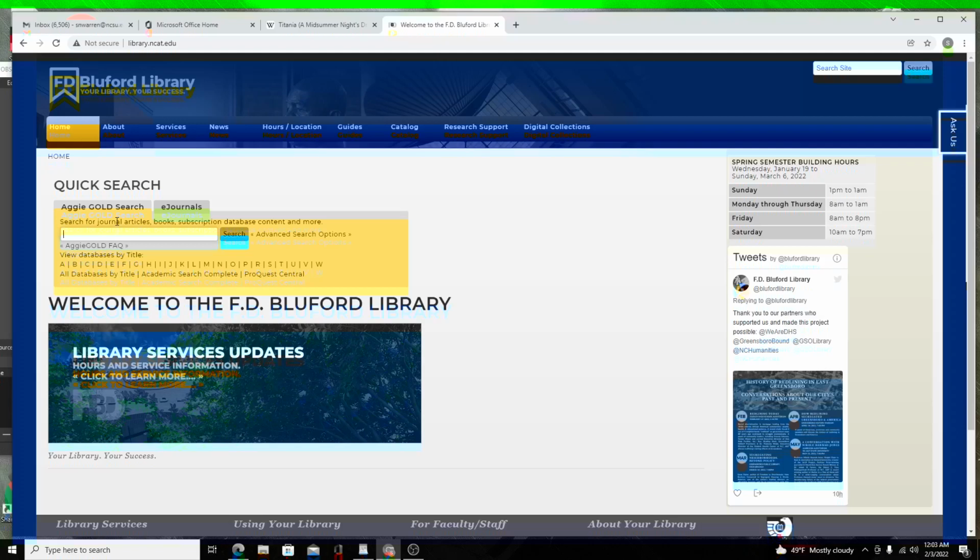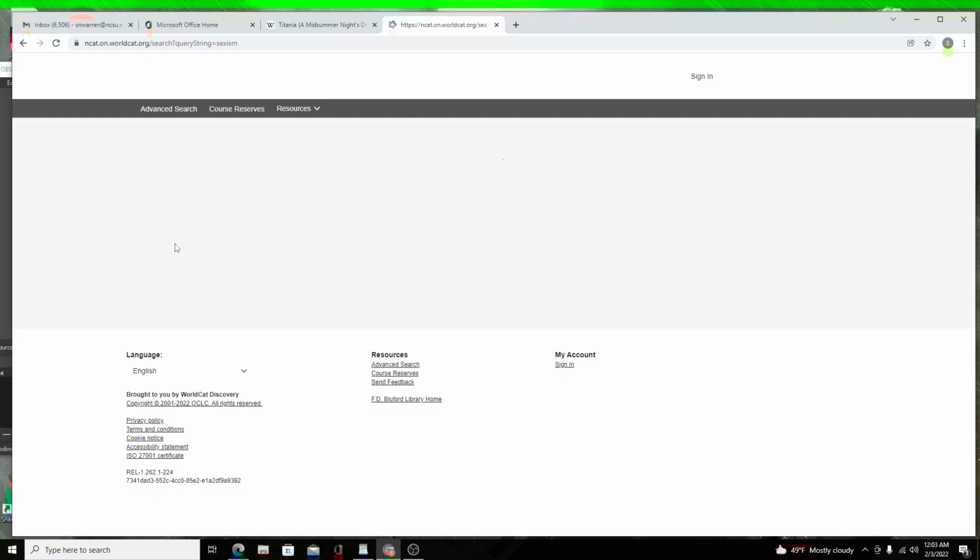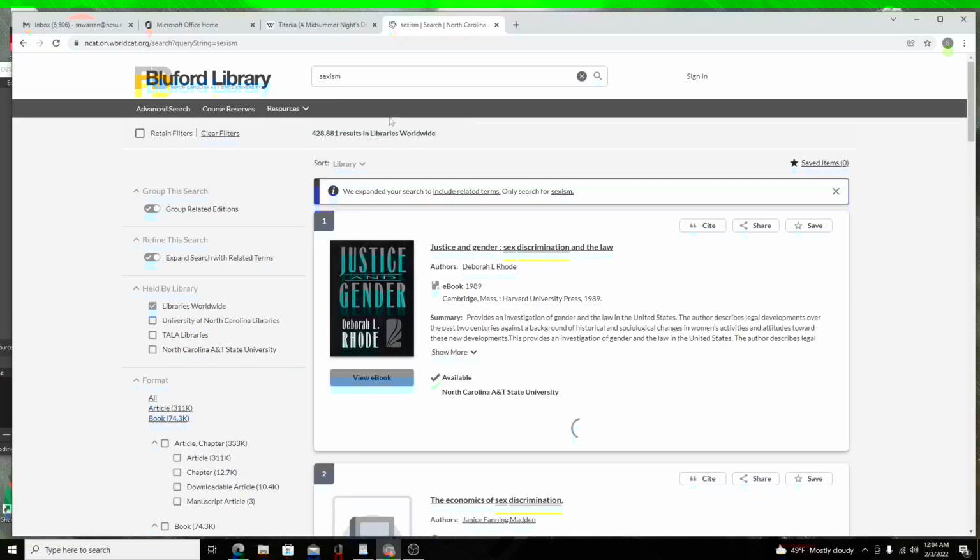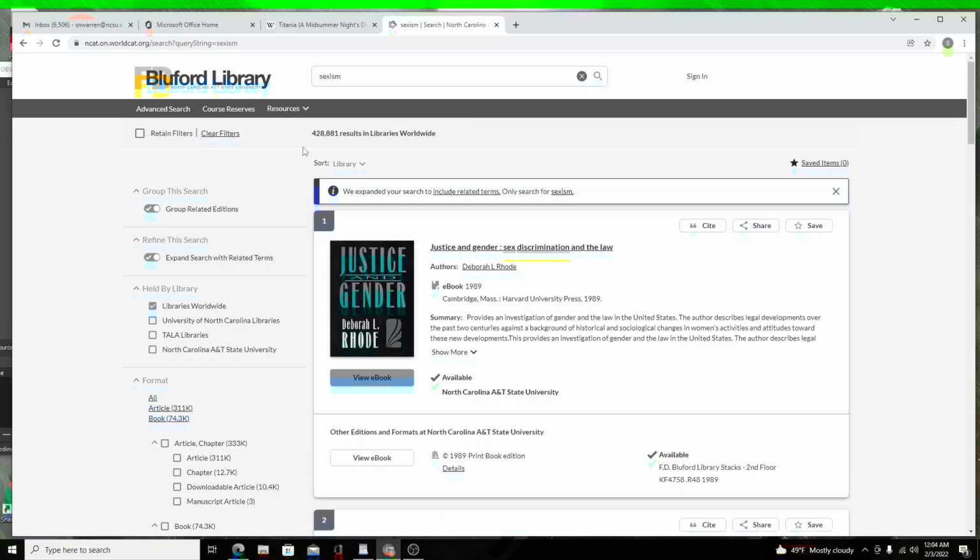So let's say, for instance, you're starting out your research and you want to just see what is out there regarding your topic. So let's do just sexism. I always like to do this one because I think it's one that a lot of students tend to do as a topic for their paper. So we'll hit search. And what's going to happen, which I'm going to show you, is we have about 400,000 search results.